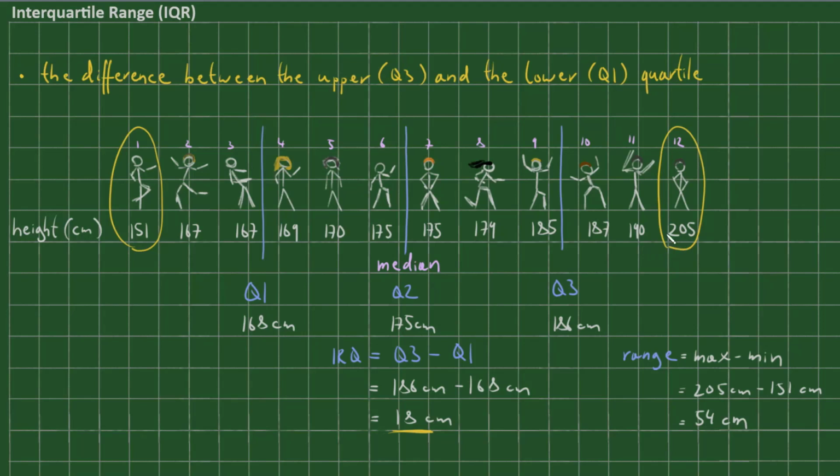So for example, the difference between 205 and 190 is 15, while the difference between 190 and 187 is only 3. The difference between 151 and 167 is 16, while the difference between 167 and 167 is 0. Finally, note that the interquartile range contains 50% of the data values.